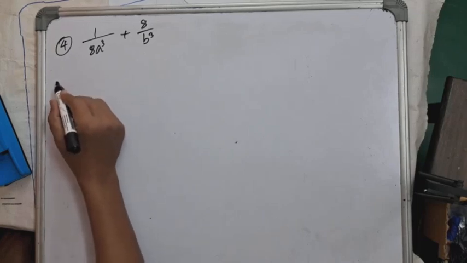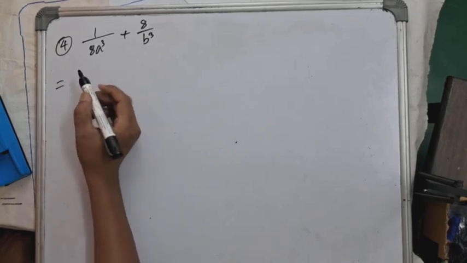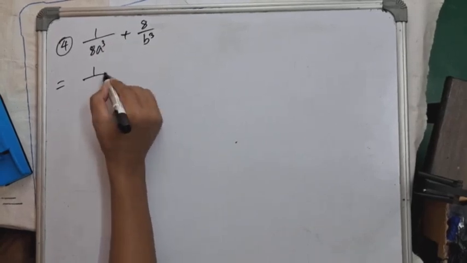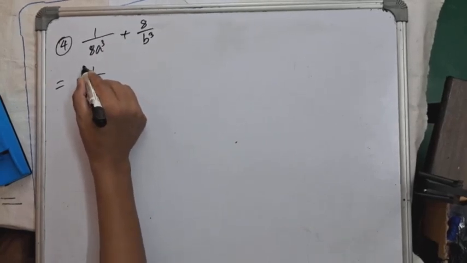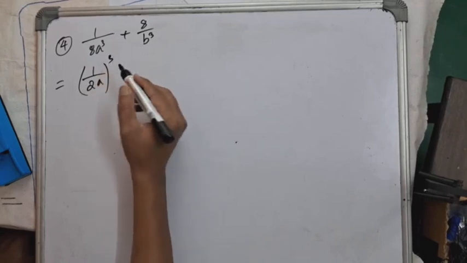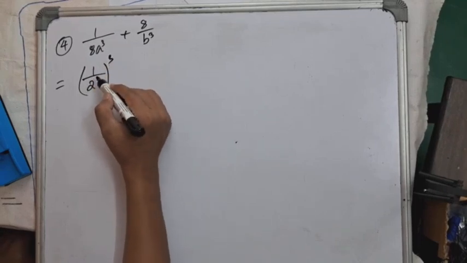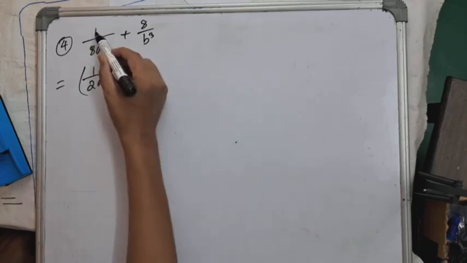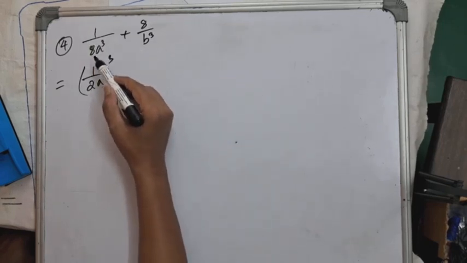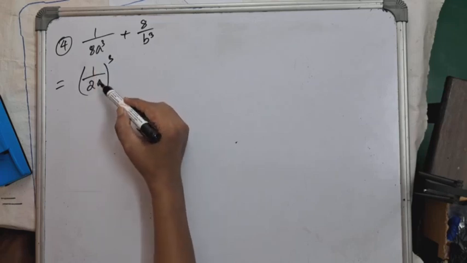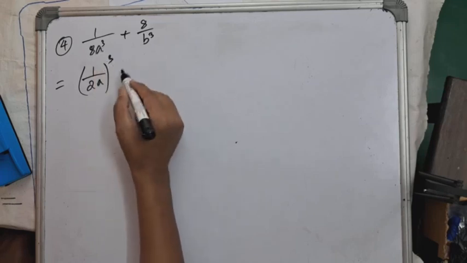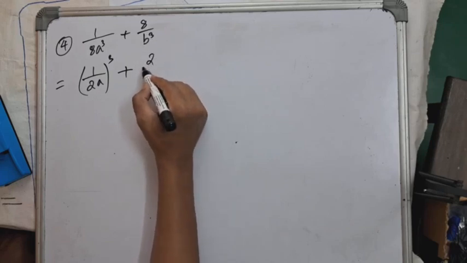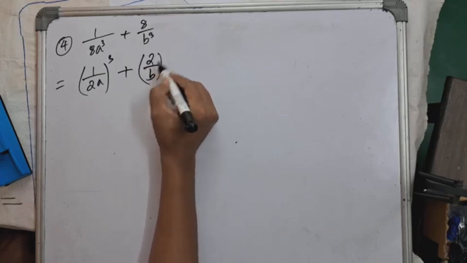So we have 1 upon 8a cube plus 8 upon b cube, isn't it? So 1 upon 8a cube, we can rewrite this as 1 upon 2a whole cubed. Okay, this cube applies to all the numbers now. So 1 cubed means 1 into 1 into 1, that is 1. 2 cubed means 2 into 2 into 2, that is 8. And a cubed means a cubed. Okay, similarly 8 upon b also we can write as 2 upon b whole cubed.